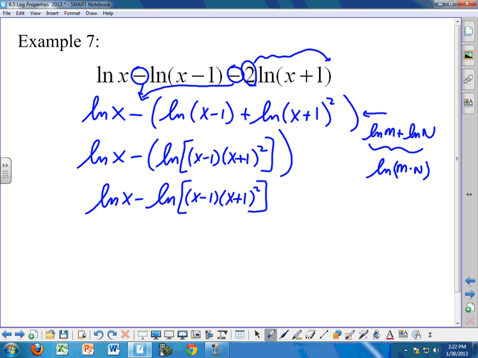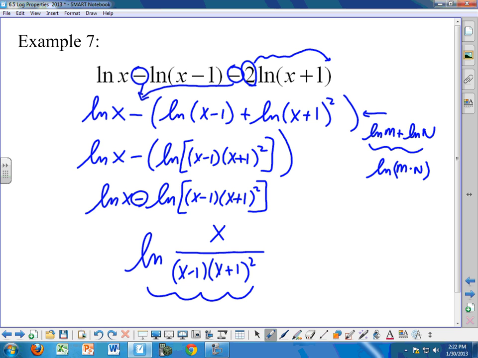But because I'm subtracting right here, I'm going to bring these together as a single logarithm, and it's going to be a fraction. The x is in the top. The x minus 1 times the x plus 1 squared is in the denominator. And in this case, I'm just going to stop right there. There's nothing else I need to do with that.